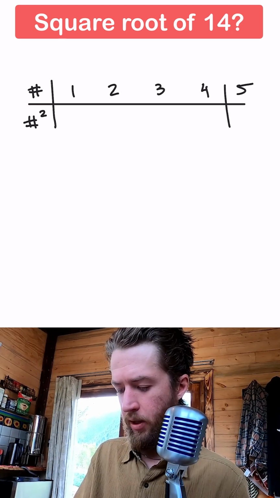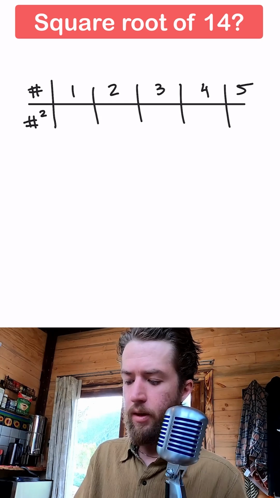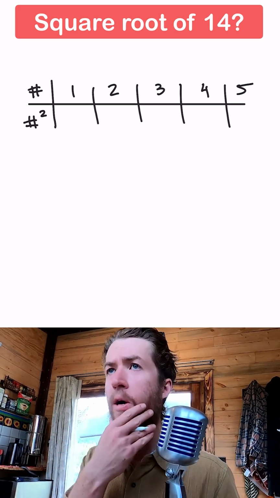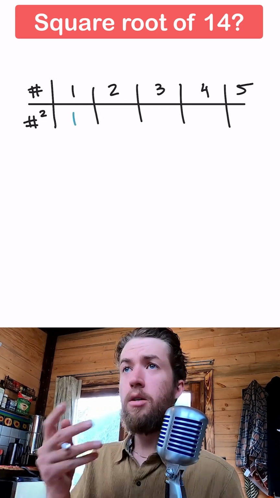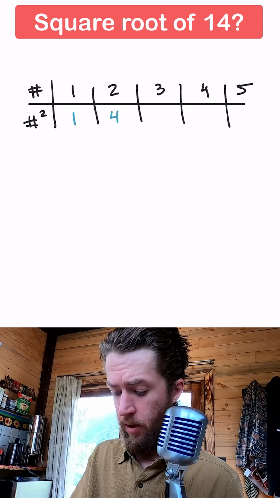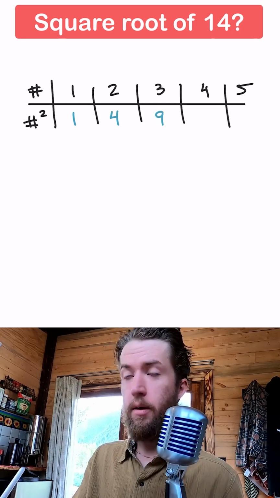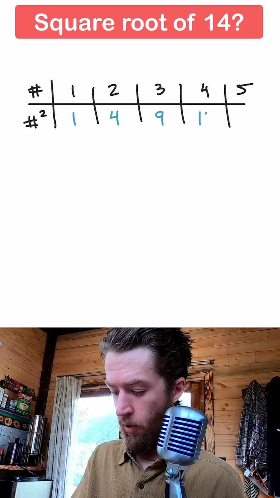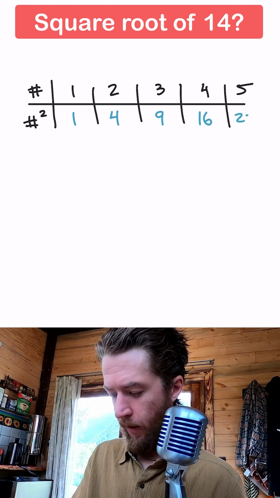1, 2, 3, 4, and 5, for example. We can go ahead and divide those out. I'll pick a different color. 1 squared, 1 times 1. 2 squared, 2 times 2. 3 squared, 3 times 3. 4 squared, 4 times 4, and 5 squared, 5 times 5.